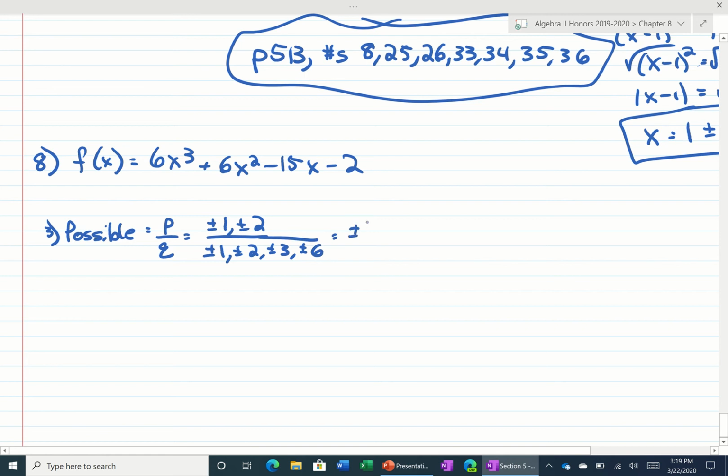Would give us 1 over 1, 1 over 2, 1 over 3, 1 over 6. Factors of 2 over factors of 6 would be 2 over 1, 2 over 2 we already have, 2 over 3, and 2 over 6 we already have. That would be the answer for number 8.